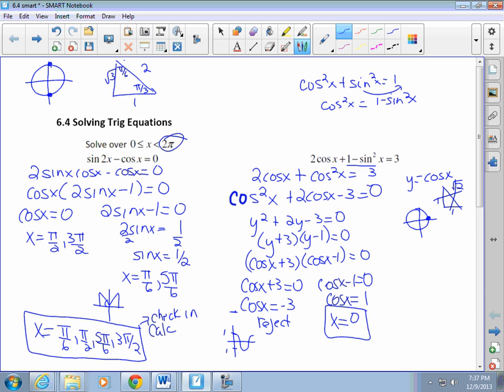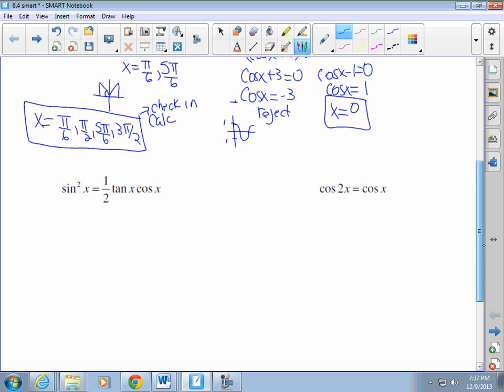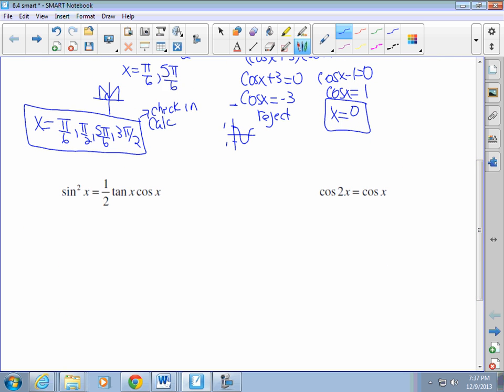Okay, next one. Sine squared x is equal to 1/2 tan x cos x. Okay? Well, first of all, what you should clue into here is you have a tangent. We don't work with tangents when we're solving. We always want sine and cos. So that's the first thing I'm going to do, is take care of that tangent. I have sine squared x is equal to 1/2. Tangent is sine over cos, and then times my cos x. So that means I can cancel these two. So I have sine squared x is equal to 1/2 sine x.